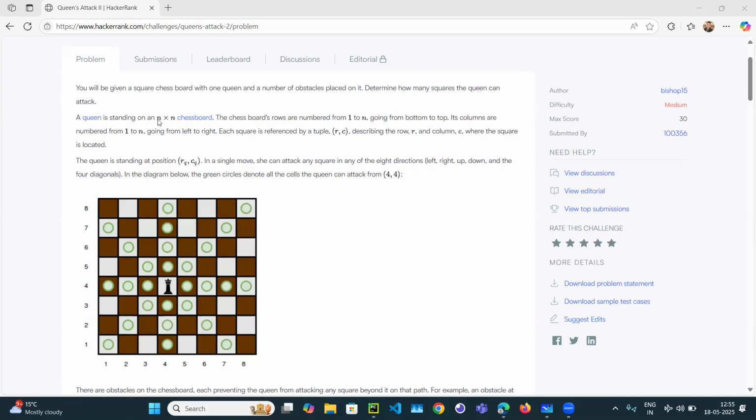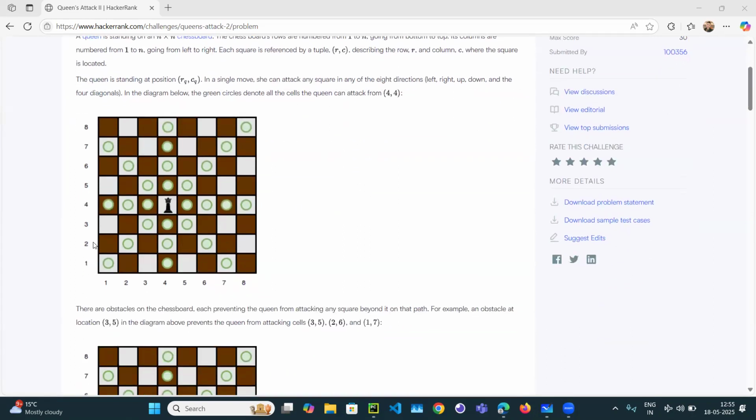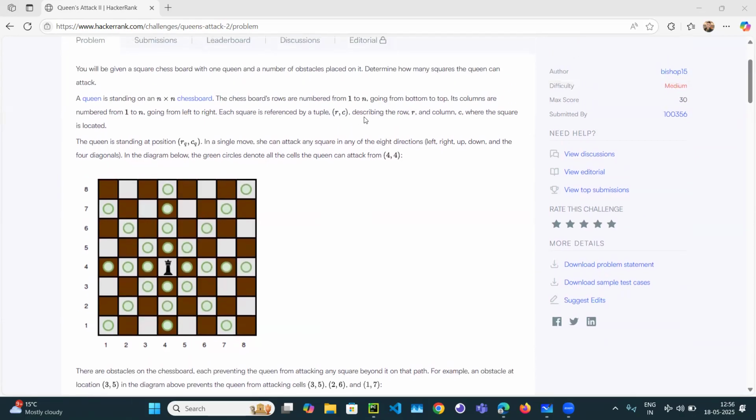A queen is standing on an n by n chessboard. Because it is a square chessboard, whatever the length is, the same will be the height. The chessboard rows are numbered from 1 to n, so these are rows 1, 2, 3, 4, 5, 6, 7, 8, and these are the columns 1 through 8. Going from bottom to top, if the columns are numbered from 1 to n, left to right, each square is referenced as a tuple RC describing the row and the column where the square is located. The queen is standing at position RQ, CQ.